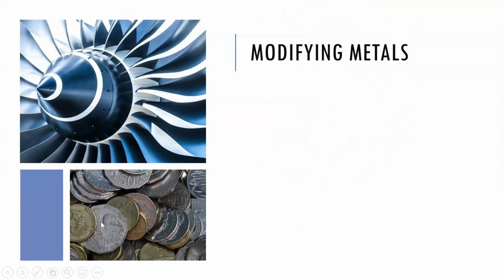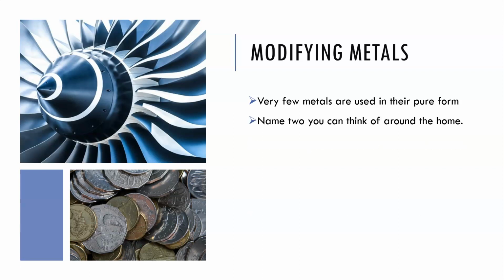When we talk about modifying metals, generally it's because very few metals are used in their pure form. If you think about the metals that we use around the home, we generally have different things like alloys, coated metals, treated metals. It's very rarely the pure form of a metal.